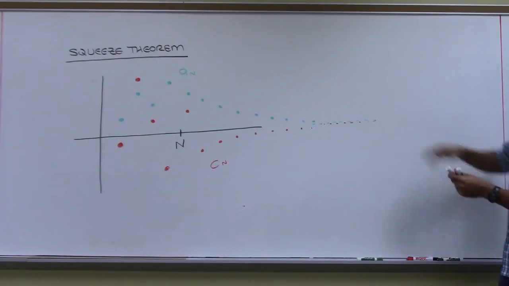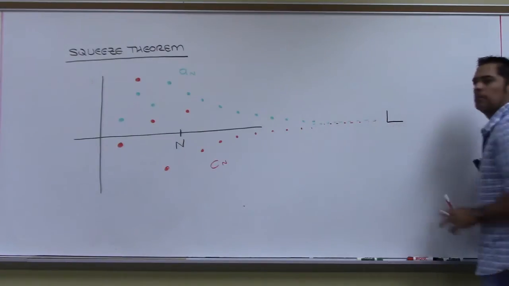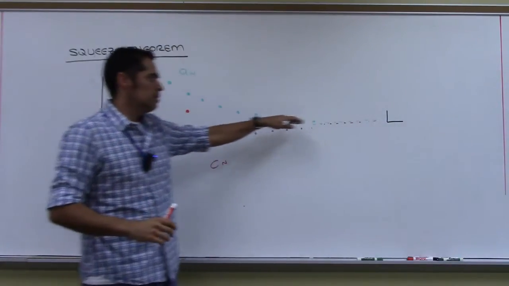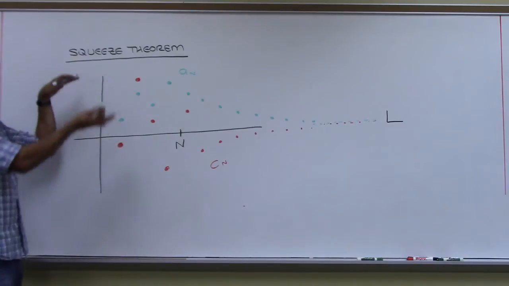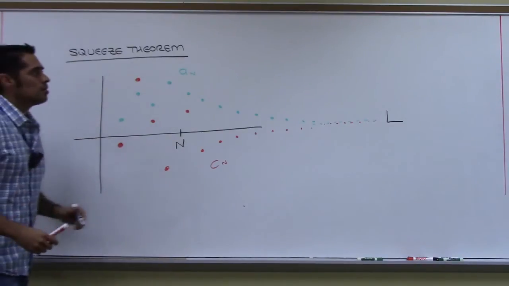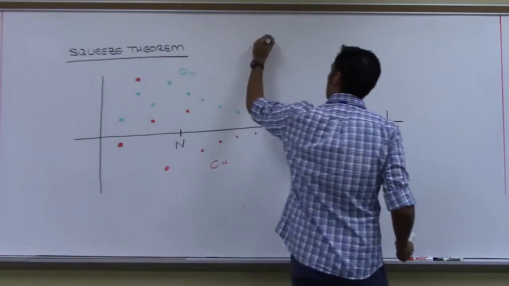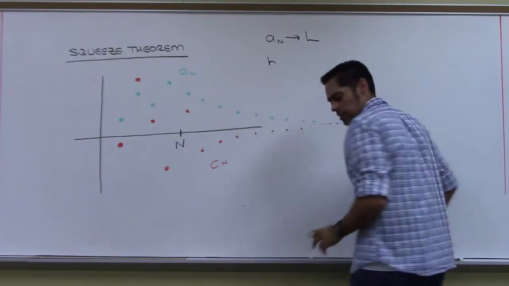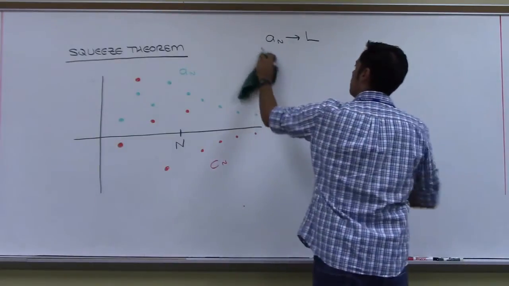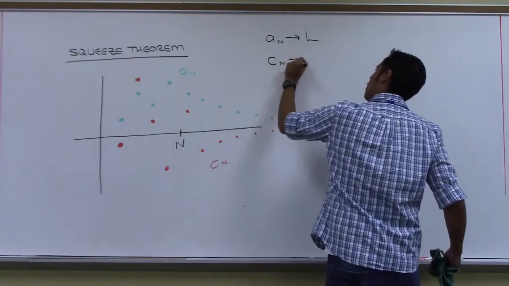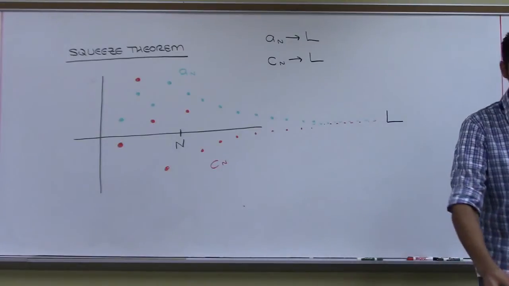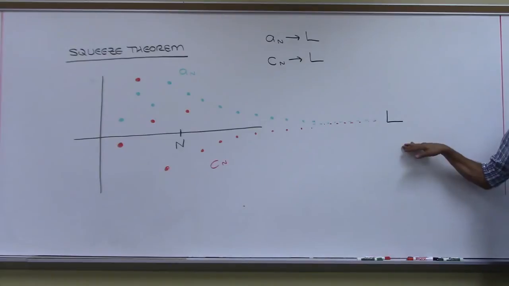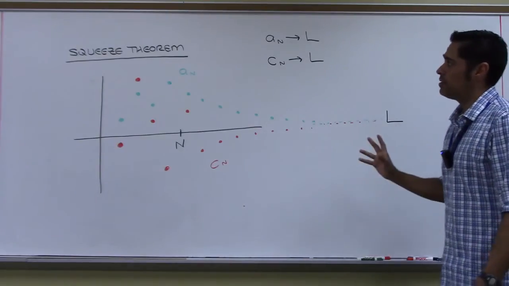Let's call this flat line L, all right? So if you imagine L, it would be 0 here for us, right? But I could have moved the whole picture up and it would have just been some number. So could I write this down right now? A sub n arrow L, and C sub n arrow L. Do you agree from the picture that that's what's happening? Yes? All right.